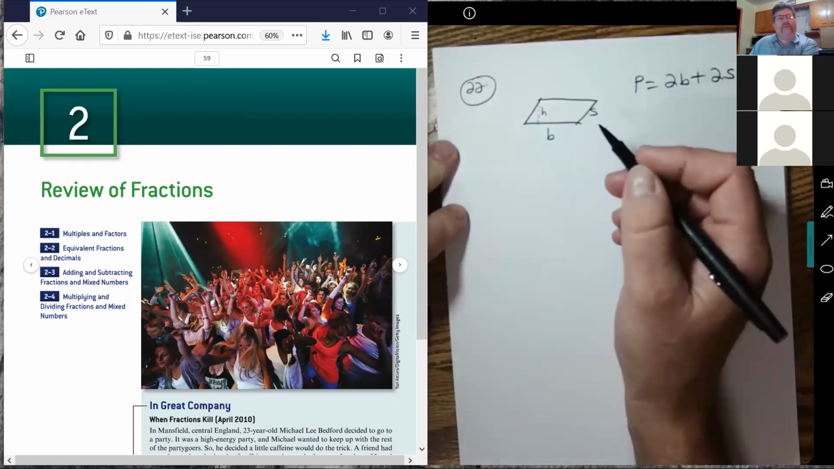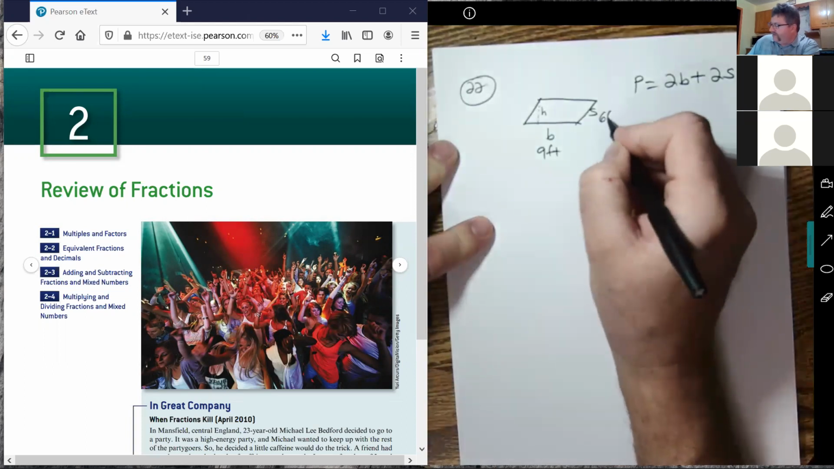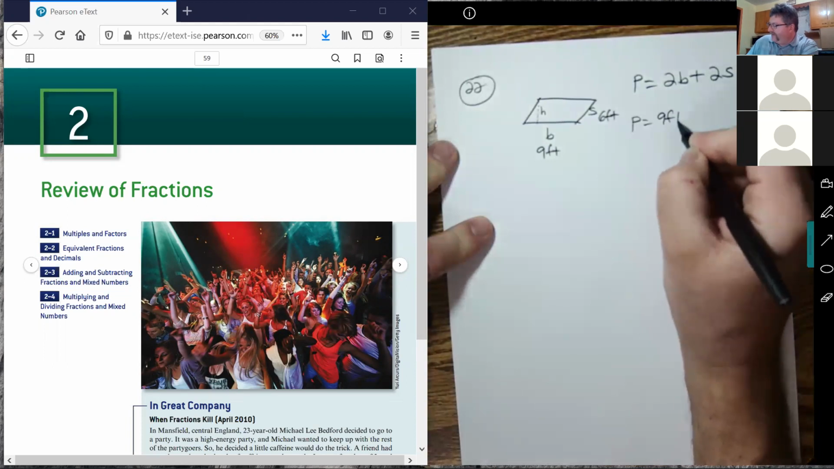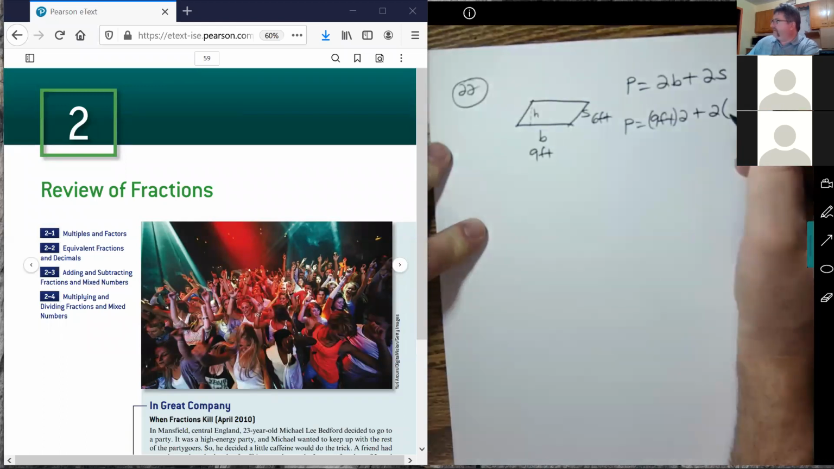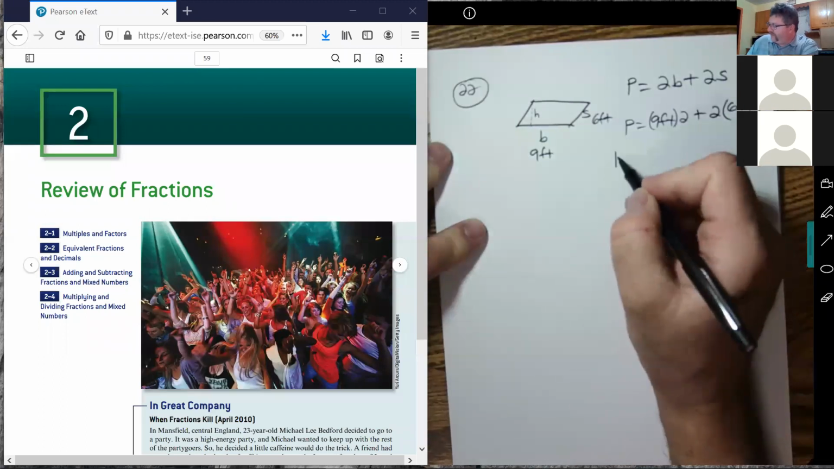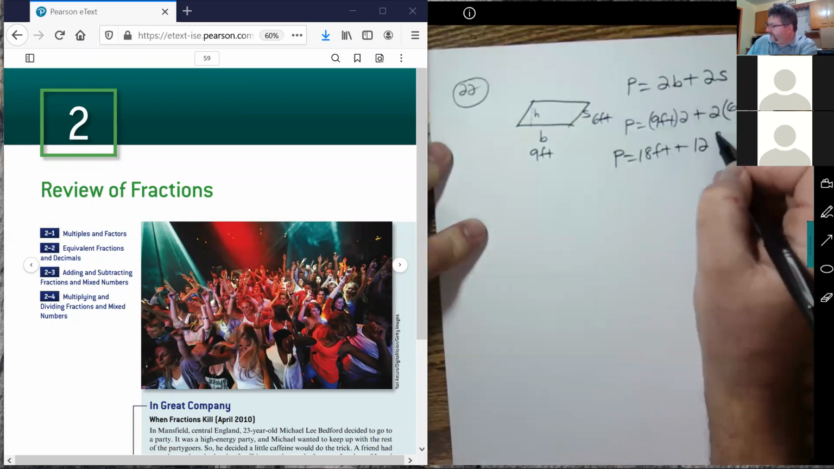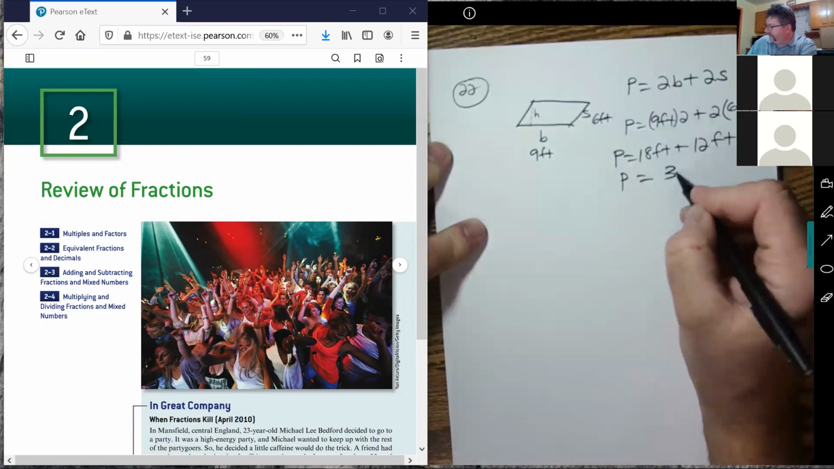So what do we have here? On this example, we've got 9 feet, and we've got 6 feet for my B and my S. So my perimeter is 9 feet times 2. I should have written the 2 first, but it doesn't matter, right? Commutative property says no problem. I can write the 9 and then the 2. And then 2 times 6. So my perimeter is going to be 18 feet plus 12 feet is going to be what? 30 feet.